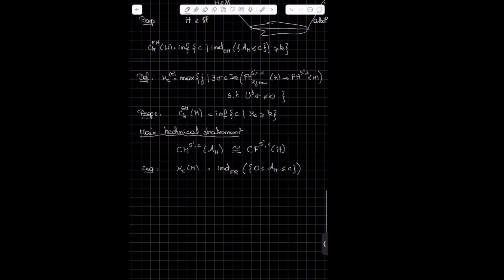And of the intuition we had, like, oh, maybe this kappa C was built to look like a Fadell-Rabinowitz index. It's actually formally the same, except you need to take a quotient or truncate by everything of negative Hamiltonian action.